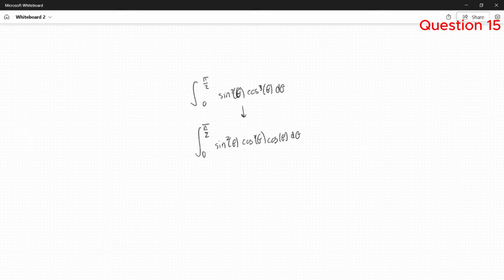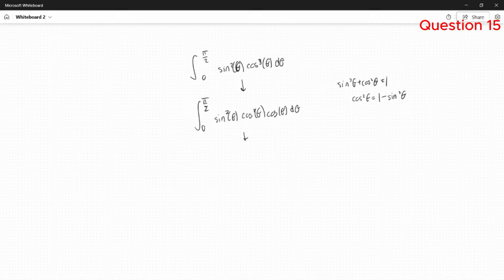Recall our trigonometric identity where sine squared theta plus cosine squared theta is equal to 1. That means that cosine squared theta is equal to 1 minus sine squared theta. We'll sub that in: 0 to pi over 2 of sine squared theta, times 1 minus sine squared theta, cosine theta, d theta.